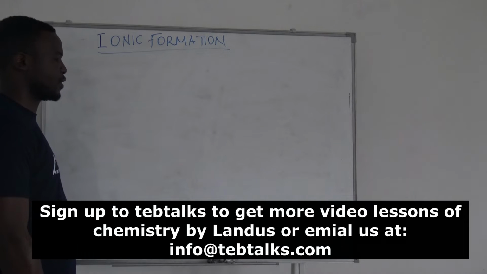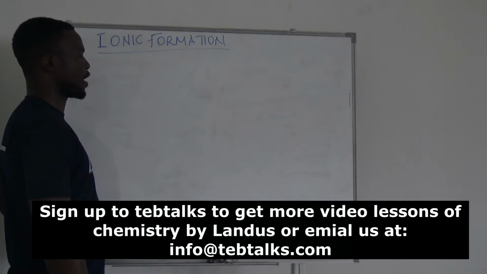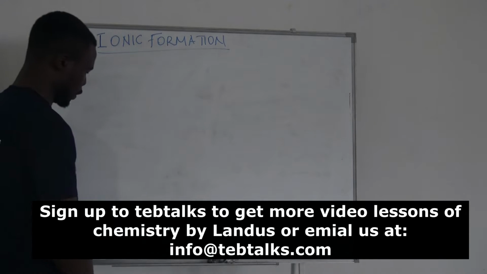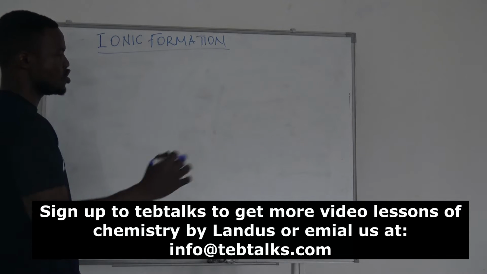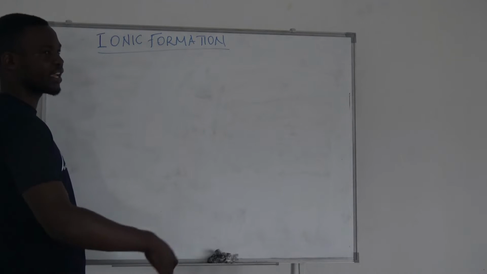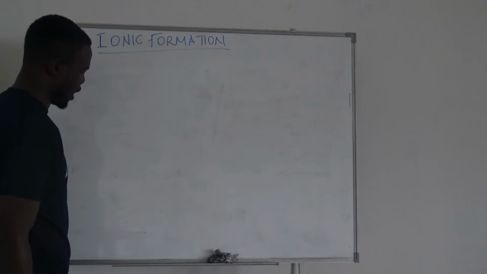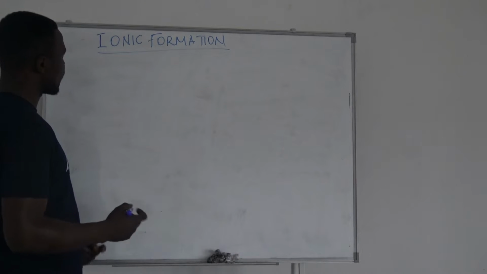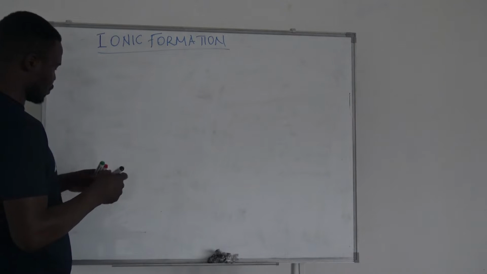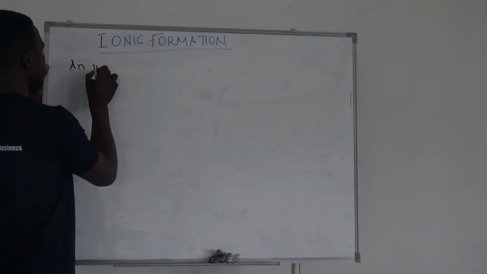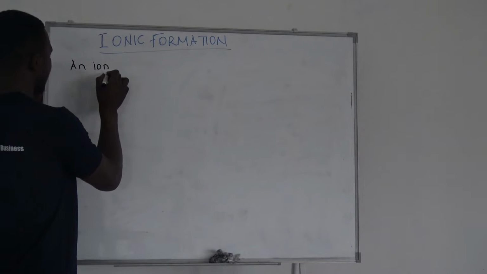We then defined isotopy, and we said that isotopy is the existence of atoms of the same element with the same number of protons but different numbers of neutrons. We looked at the various isotopes, and we will find more isotopes as we proceed. Now, we are looking at ionic formation, but before we look at ionic formation, what is an ion?